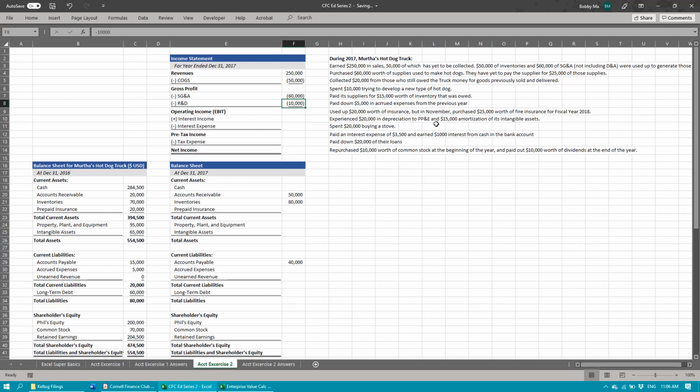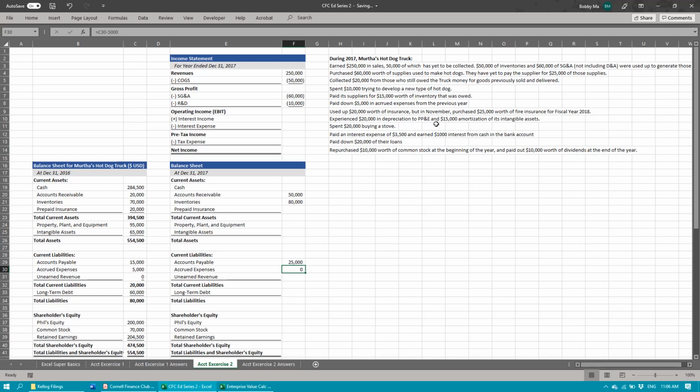Next, we paid our suppliers for $15,000 worth of inventory that was owed. So that represents a decrease in accounts payable because we're paying our suppliers for inventory. We paid down $5,000 of accrued expenses, and that gets to zero.